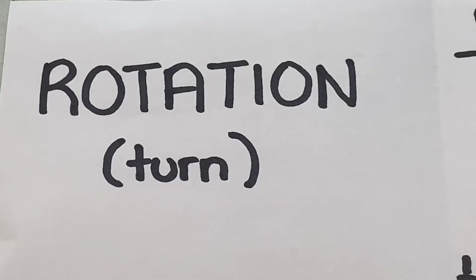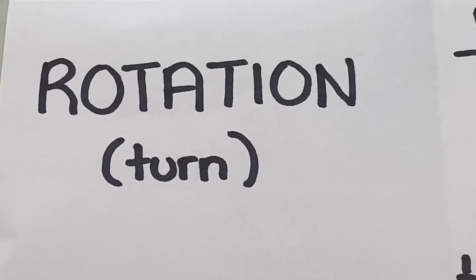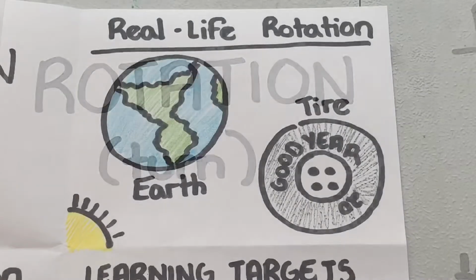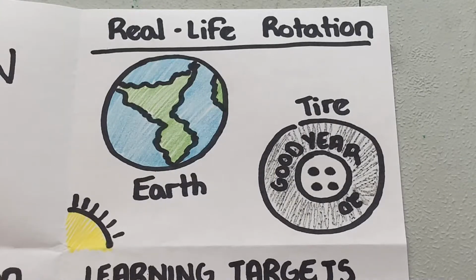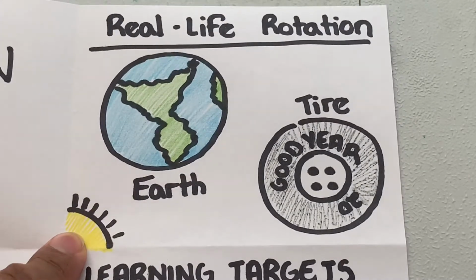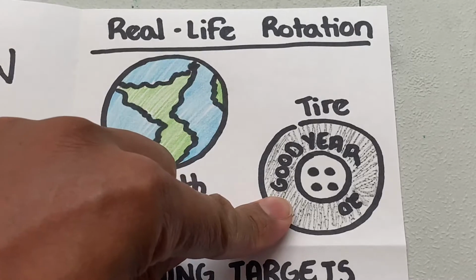Today we are going to talk about rotation. Another name for rotation is to turn. Some real life examples of rotation are when the earth rotates around the sun and when a tire rotates around the axis.